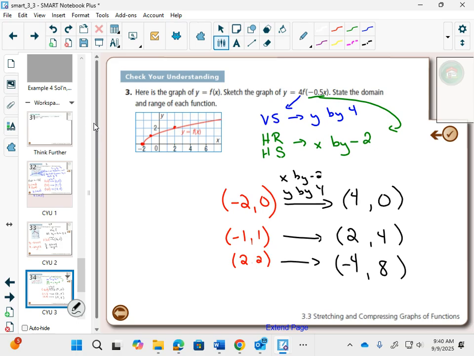I go to my graph and I put these dots on there. I know I'm going to have 4 comma 0, 2 comma 4. Oh my goodness. Negative 4 comma 8 would be, that's off the graph over there. Now I've got 3 points. This still can be somewhat confusing as to what this graph is going to look like in the end.